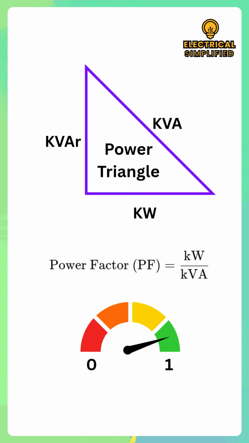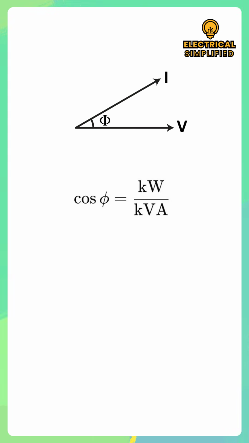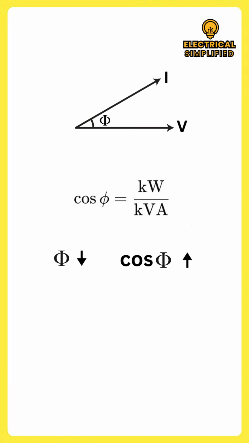It tells us how effectively the electrical power is being converted into useful work. The cosine of the phase angle phi between voltage and current gives the power factor. A smaller angle means a higher power factor and better efficiency.